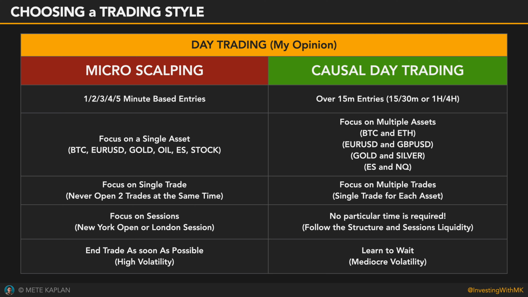On the other hand, casual day traders first need to learn to wait. A trade could take hours or days. This is why you should trade 2 or 3 assets at the same time to grow your account much faster.